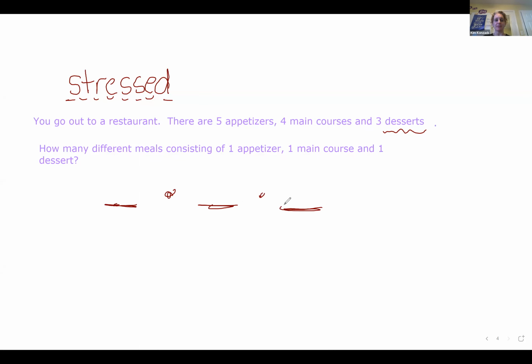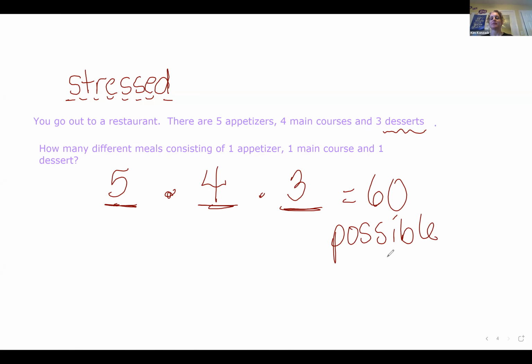Okay, so how many appetizers are there? There's 5. How many main courses? There's 4. How many desserts? There are 3. So 5 multiplied by 4 multiplied by 3 is how much? So 60 possible meals.